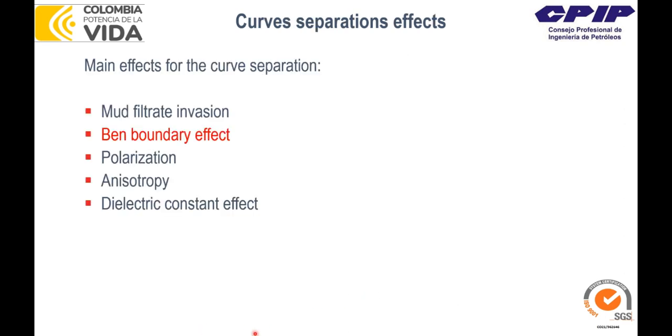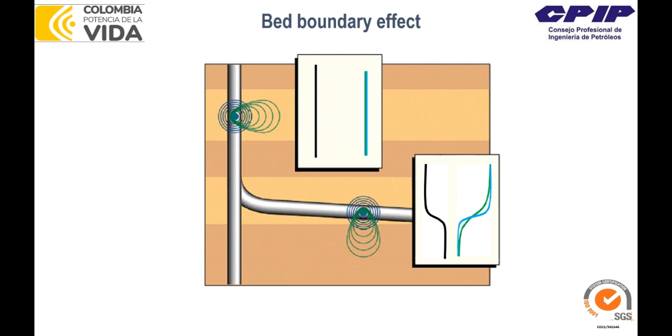Okay, so let's move to the next effect, which is called bed boundary effect. The bed boundary effect is more critical mostly for horizontal wells. As we discussed before, with vertical wells and the wireline culture, that wasn't such a problem.